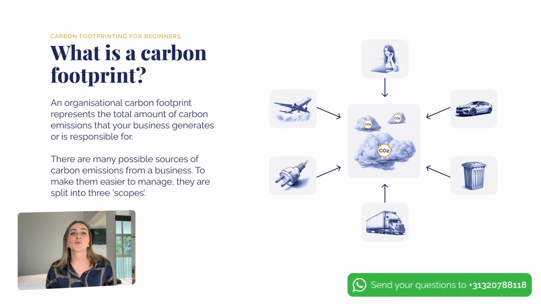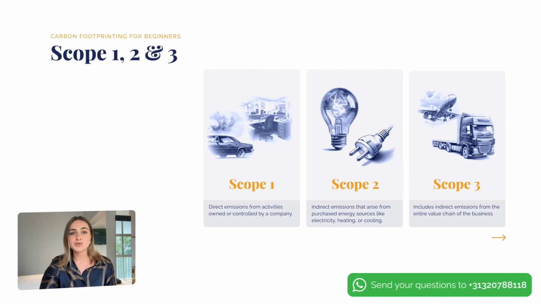Okay, so let's start with the basics. What is a carbon footprint? A carbon footprint is the total amount of carbon emissions that your company generates or is responsible for. There are many different sources of carbon emissions from a business and its activities. Therefore, to make it easier to manage them, they are divided into 3 different scopes: scope 1, 2, and 3. Let's have a look at the 3 different scopes.